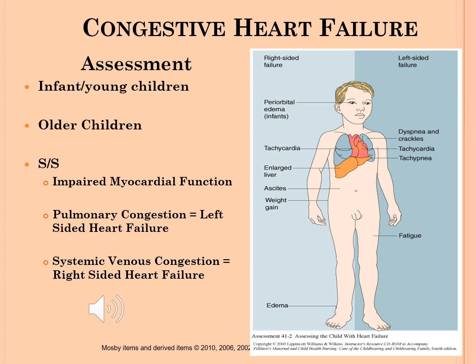Where systemic venous congestion suggests what side? Should be right-sided heart failure. So you tend to see weight gain, hepatomegaly, peripheral edema, especially periorbital. Remember, peripheral edema is a late sign in children, but if they start having edema, they're going to present with periorbital edema.